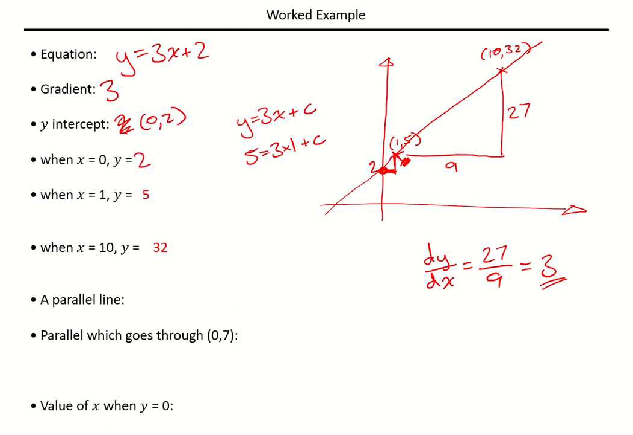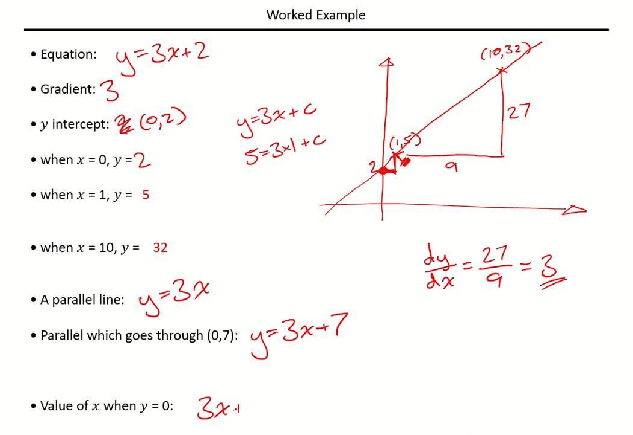All right, I think it's going to be easy from here. Parallel line, well, that just needs to be the same gradient. Let's leave it like that, plus nothing. Parallel line which goes through there. 3x add 7.